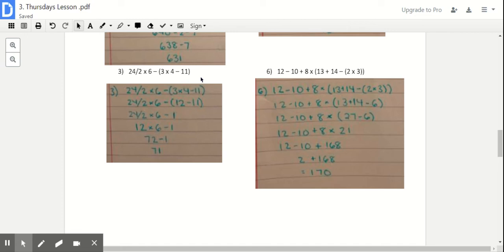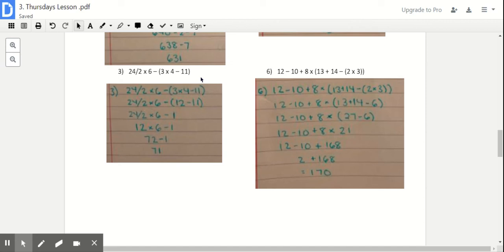Now let's get into the very last one for today. I have 12 minus 10 plus 8 times parentheses 13 plus 14 minus parentheses 2 times 3. That's a nested parentheses enclosed. So which piece am I doing first, and why did I do 2 times 3 first as my first step?